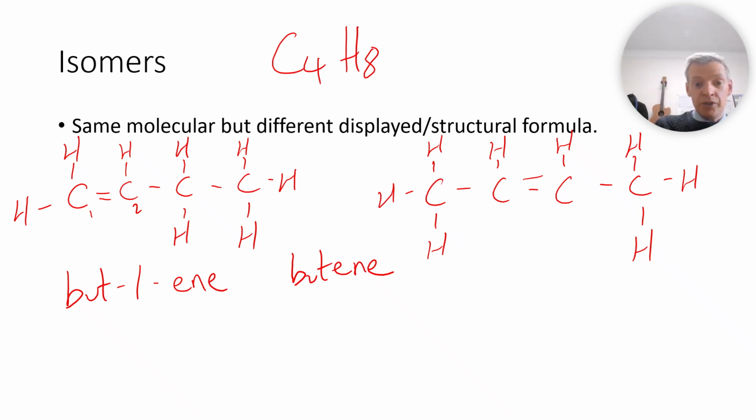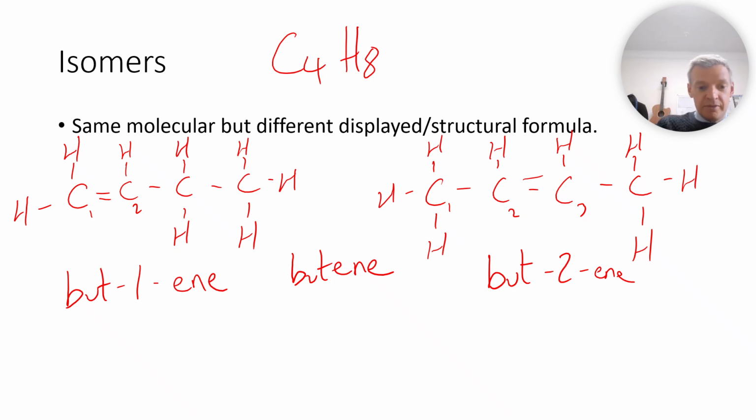And then on the second one, we number the carbons, 1, 2, 3. Because the double bond is between the second and third carbons, we'll do but-2-ene. And you should always name alkenes like this, with the number where the double bond is.